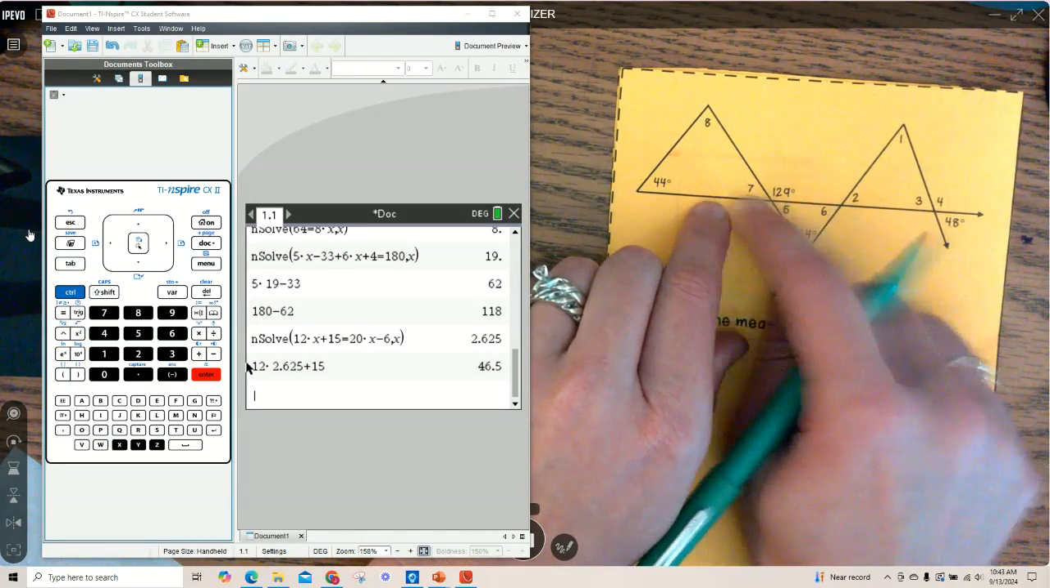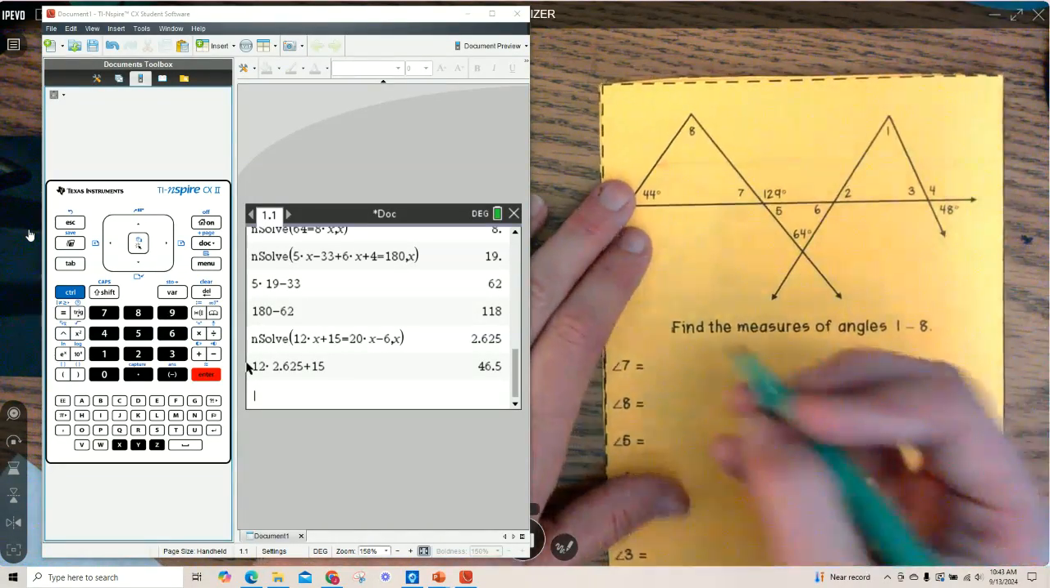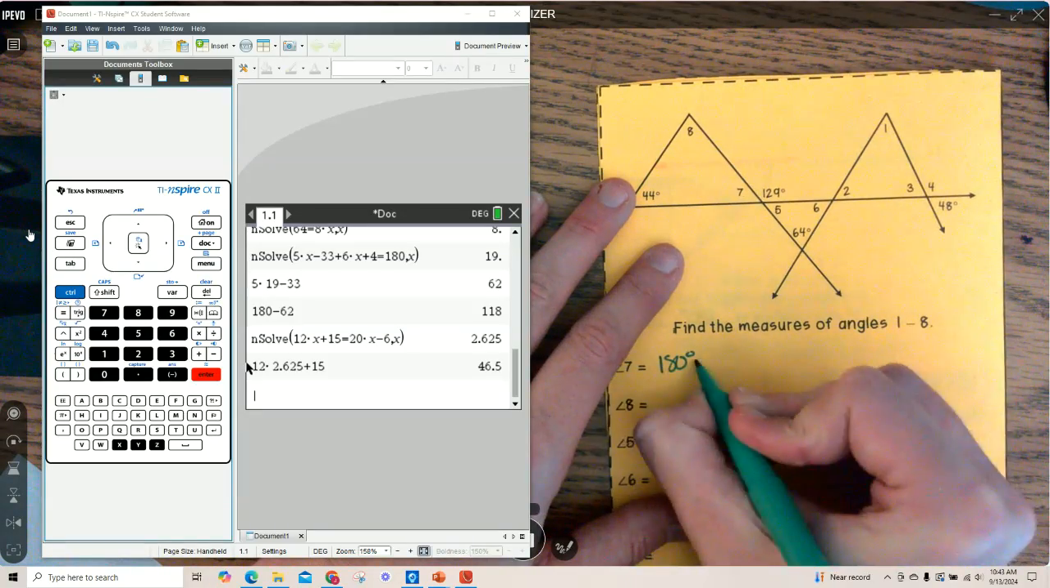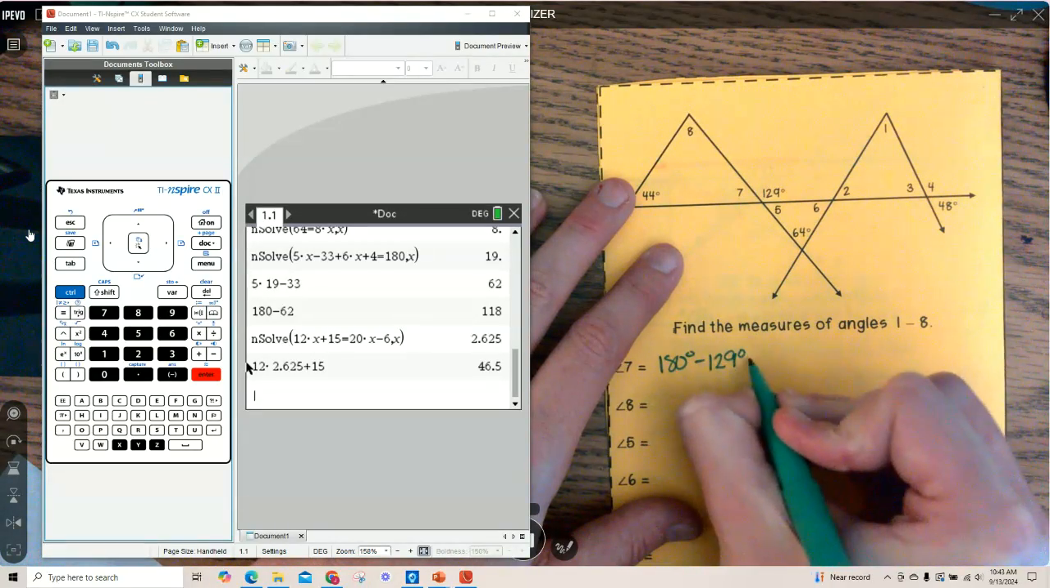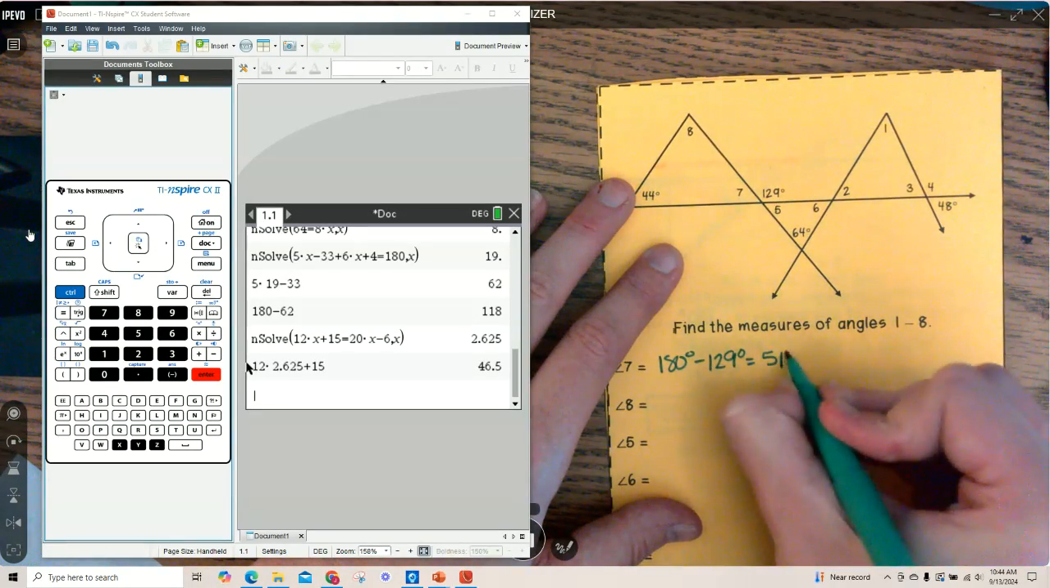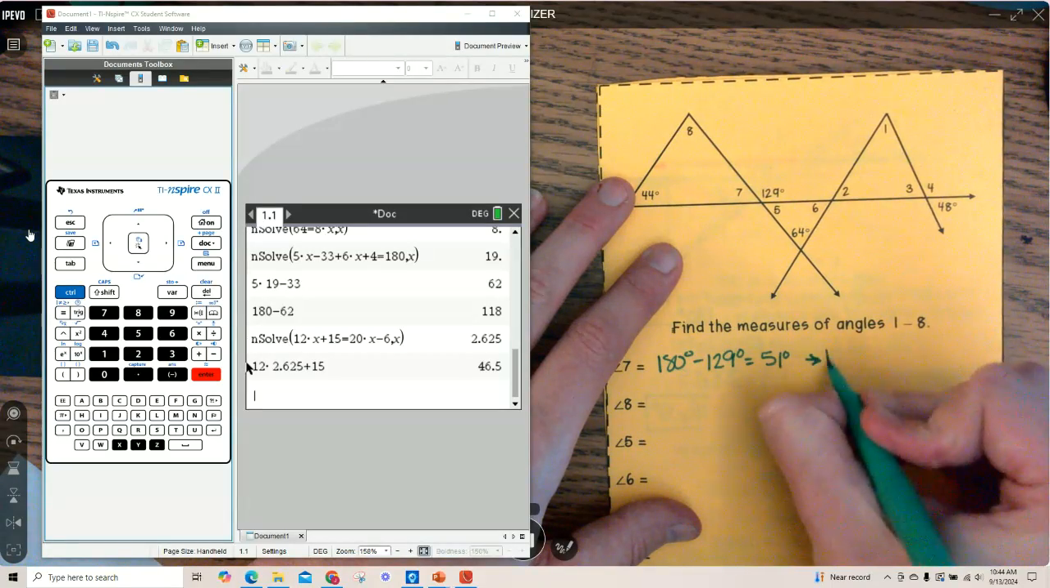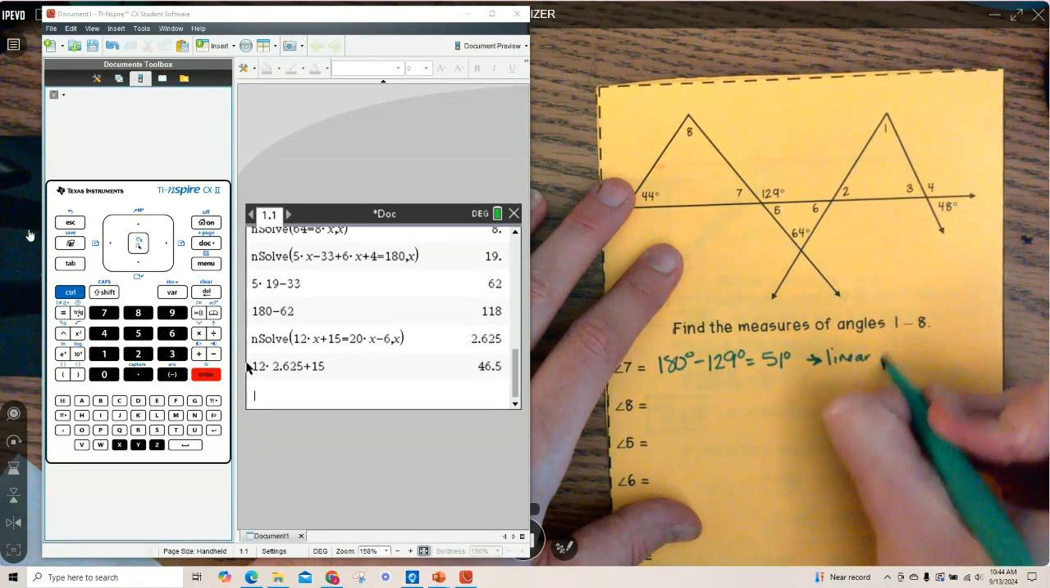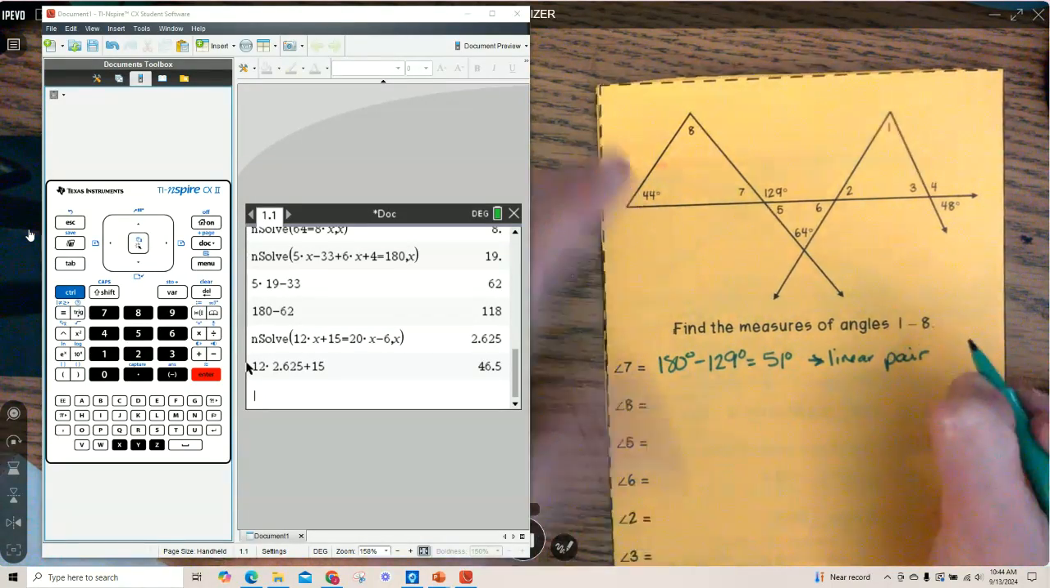So angle 7 forms a linear pair with this 129 degrees. So we can do 180 minus 129 equals 51 degrees. And that is a linear pair. That's how I solved it.